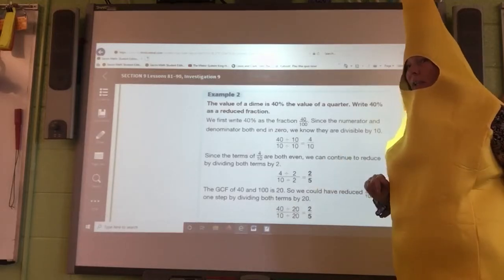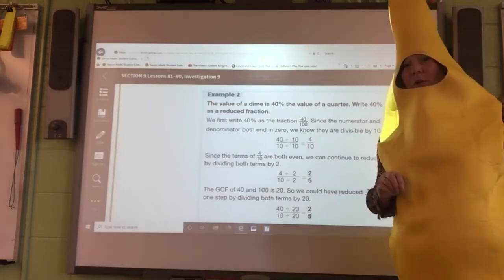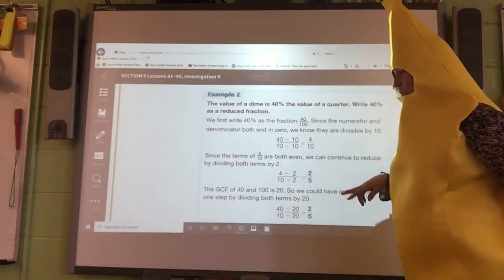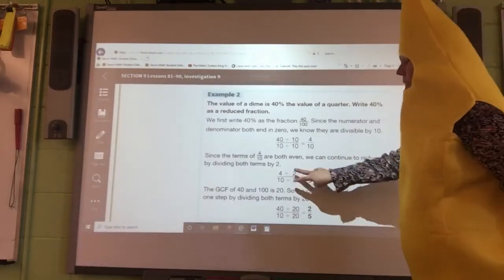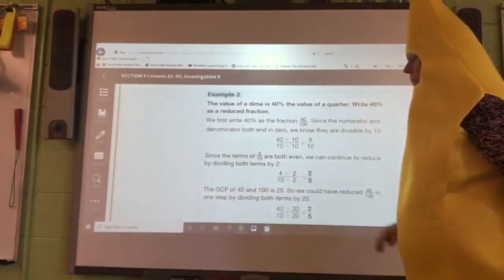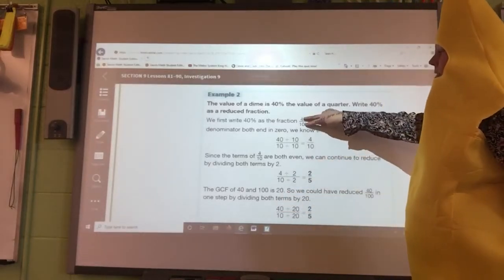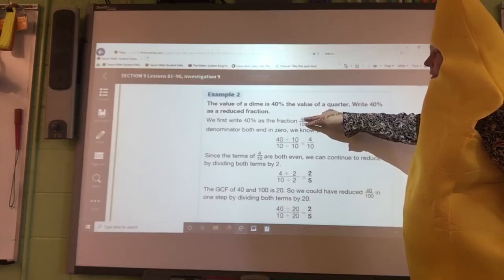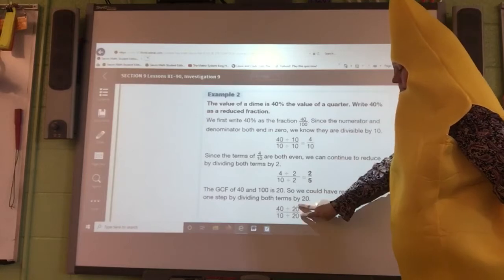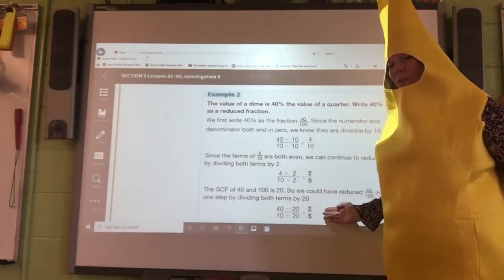Now, we look at that number and we all know that it can be reduced because 2 goes into it. 4 is an even number, 10 is an even number. So we divide both of them by 2 and we get 2/5. The greatest common factor of 40 and 100 is 20. So we can see that 20 would go into both of those, divide both of them by 20, and we get 2/5. That's just a much faster way to get there.